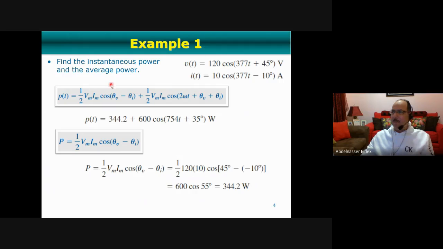Equals 1/2 Vm, which is 120, times Im, which is 10, times cosine of the difference between the phases. So it is 45 minus 10, which is 55 degrees. So cosine 55 degrees, plus 1/2 Vm again, 120 times Im, which is 10, times cosine of 2 omega t. Omega here is 377, so it will be 2 times 377 t plus you add the two angles here, 45 and negative 10, which will be 35. So this will be the instantaneous power.